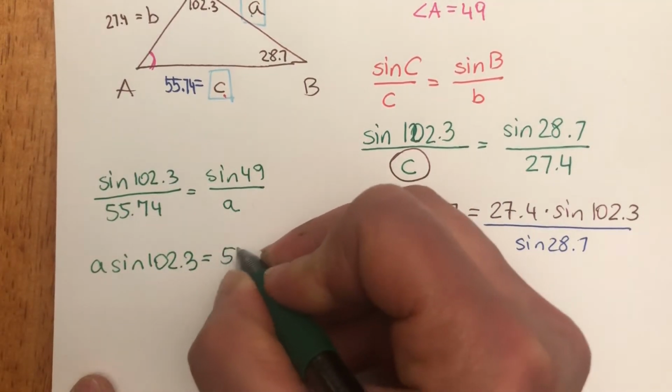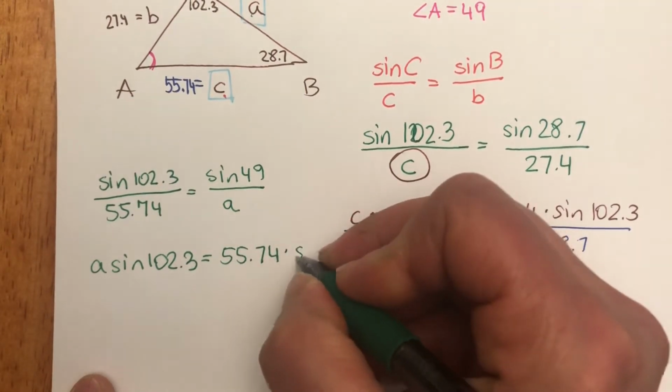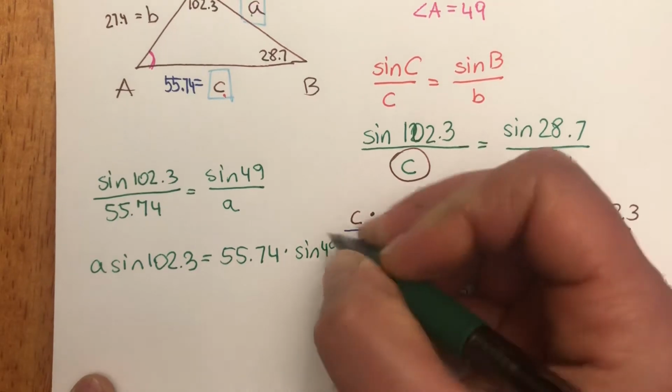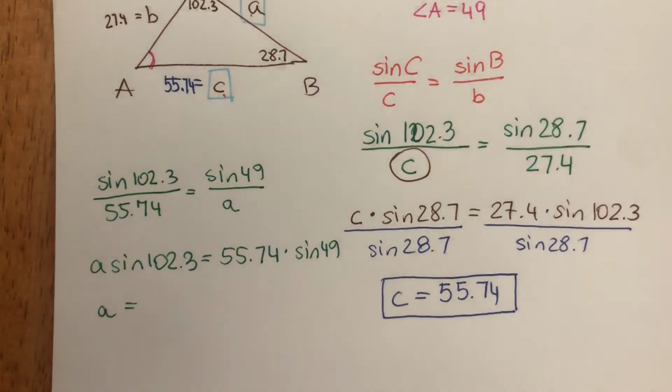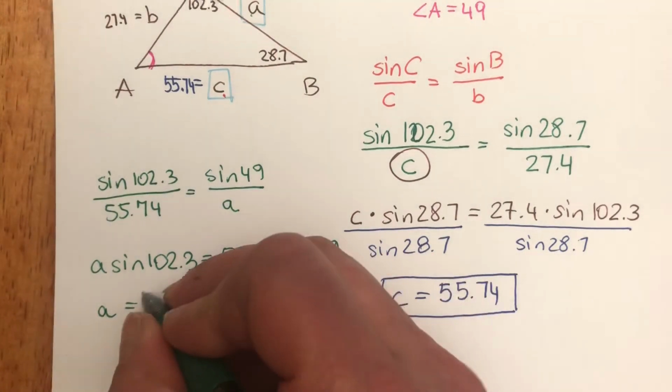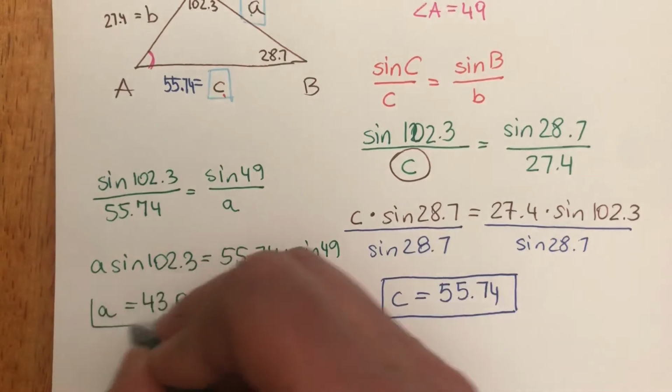is equivalent to 55.74 times sine of 49. And if you do all the work, you will get that A is equivalent to 43.06. And here's our answer.